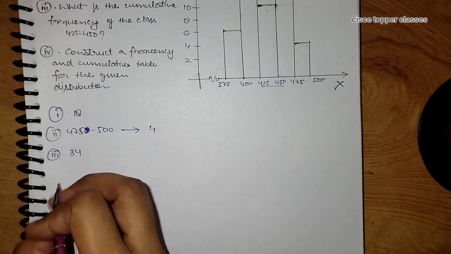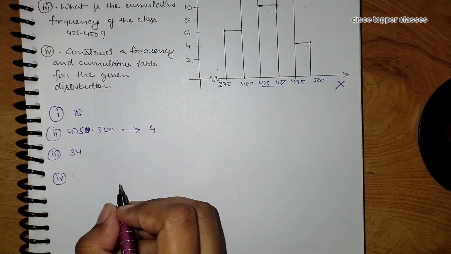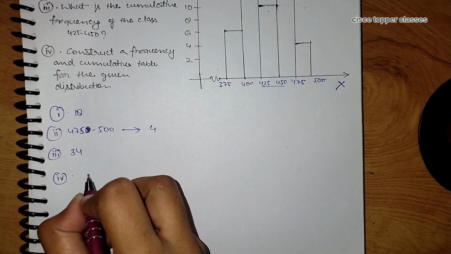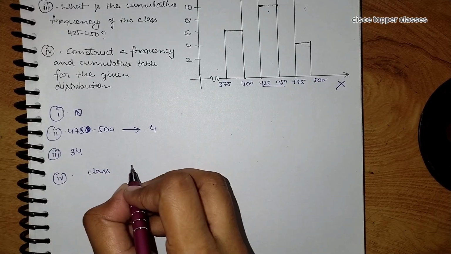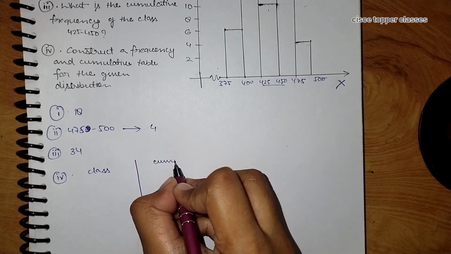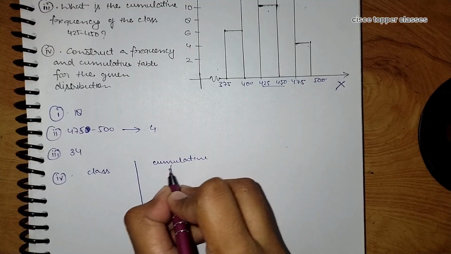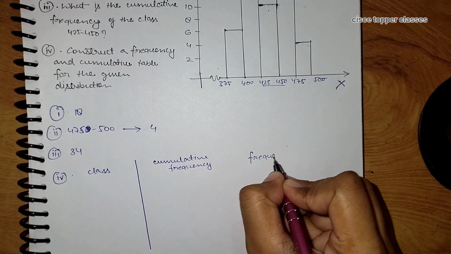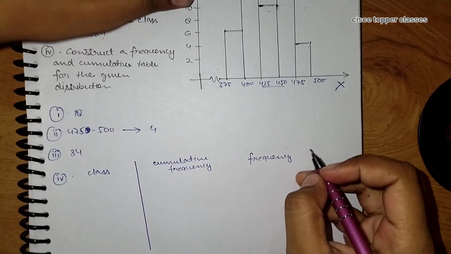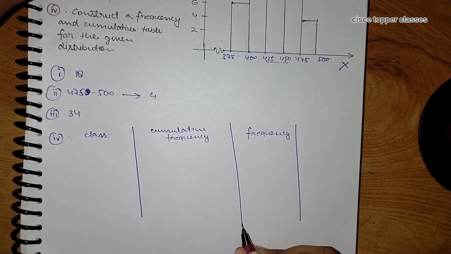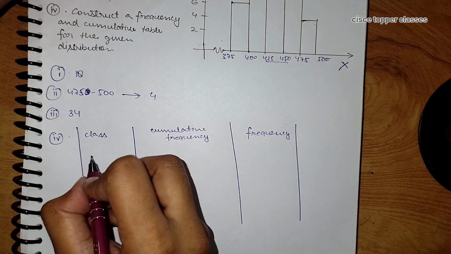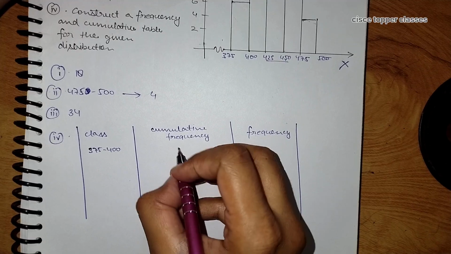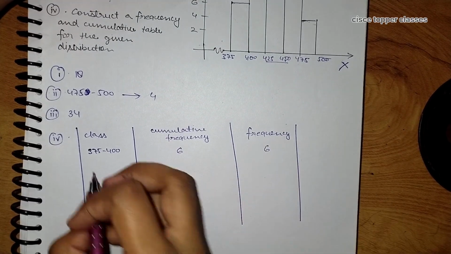If we want to write the fourth part, we have to construct a frequency and cumulative frequency table for the given distribution. So firstly we will write the class here, then we will write the cumulative frequency and the frequency here. We will divide these into three parts. Class, we can see this is 375 to 400. So here the cumulative frequency will be 6 and the frequency will also be 6.